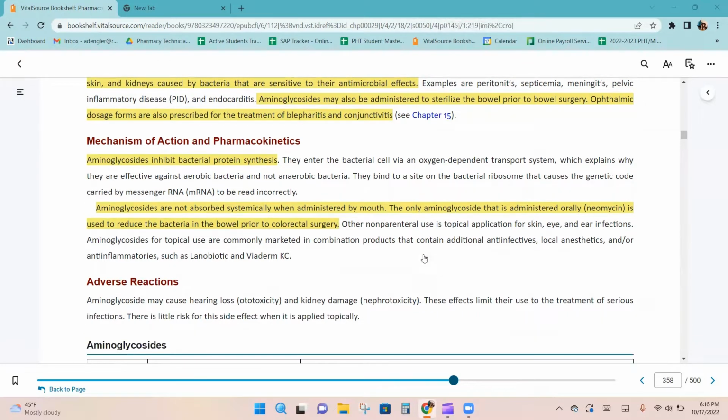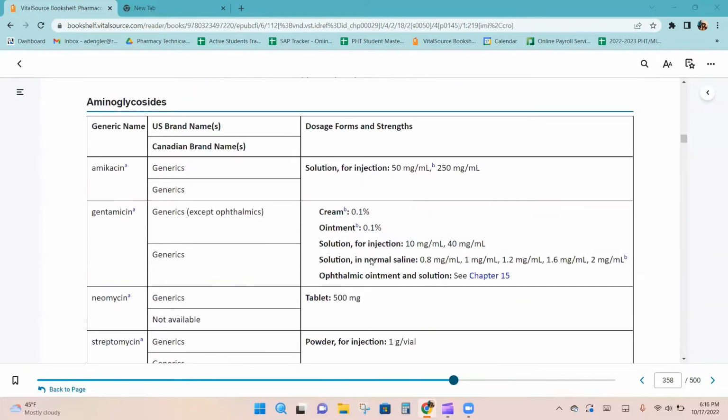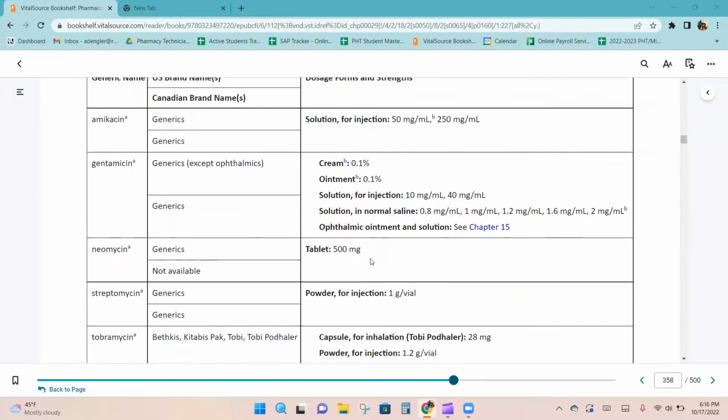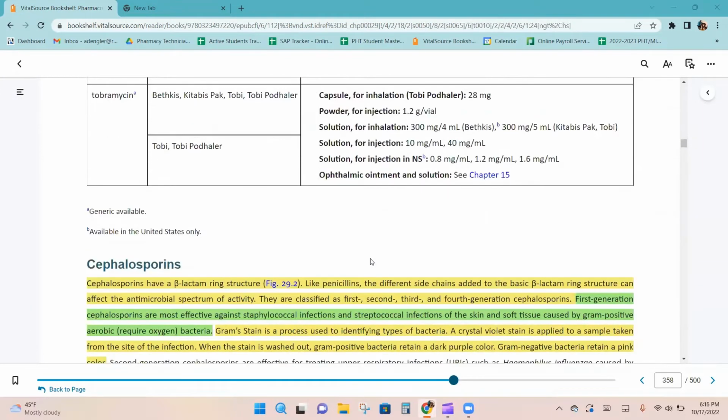Aminoglycosides inhibit bacterial protein synthesis. They are not absorbed systemically when administered by mouth. The only aminoglycoside that is administered orally, neomycin, is used to reduce the bacteria in the bowel prior to colorectal surgery. So we have our chart of aminoglycosides and all of the different dosage forms and strengths.